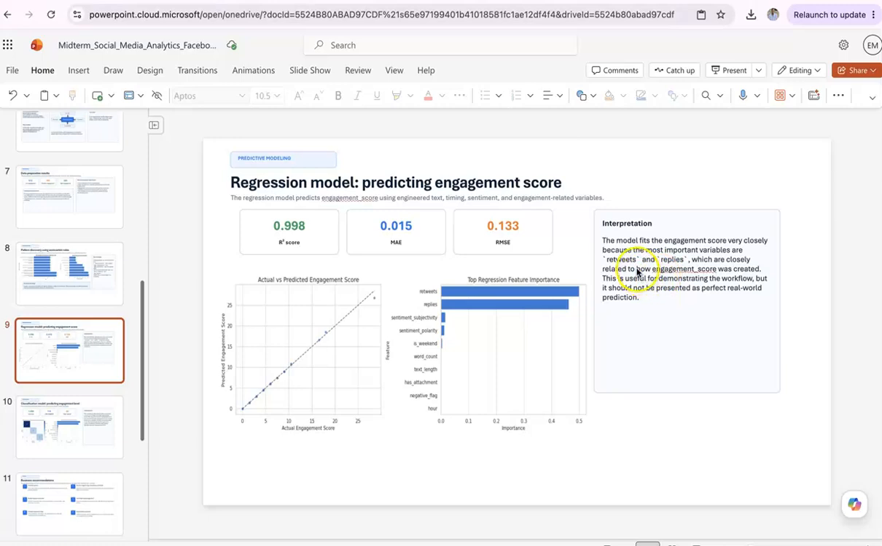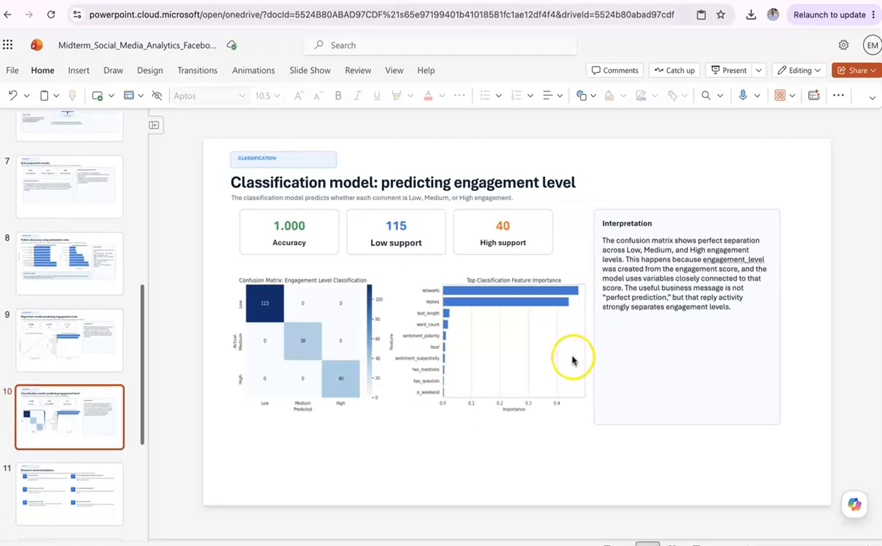It is also important to understand why this model fits so perfectly. The model fits the engagement score very closely because the most important variables, which were replies and retweets, are closely related to how the engagement score was created. So this is useful in demonstrating the workflow, but it should not be presented as perfect real-world data, as these variables were created by the notebook during this analysis.